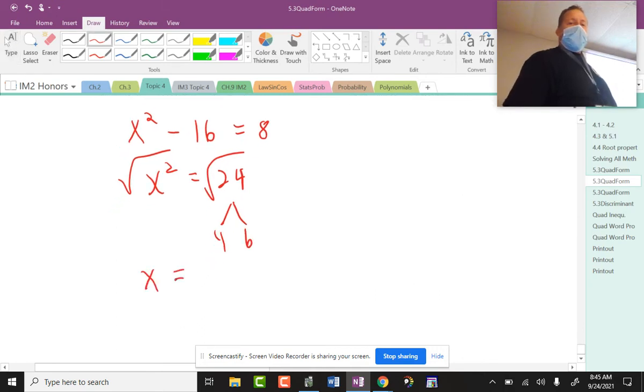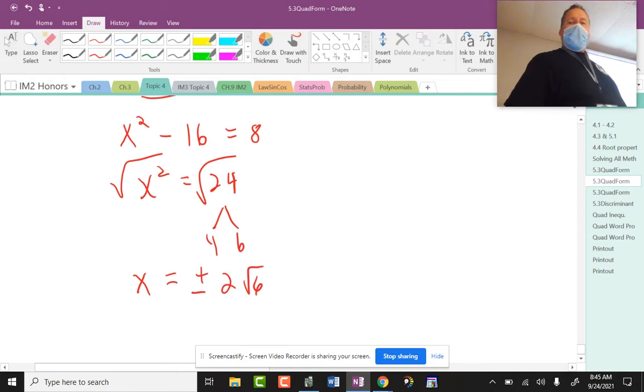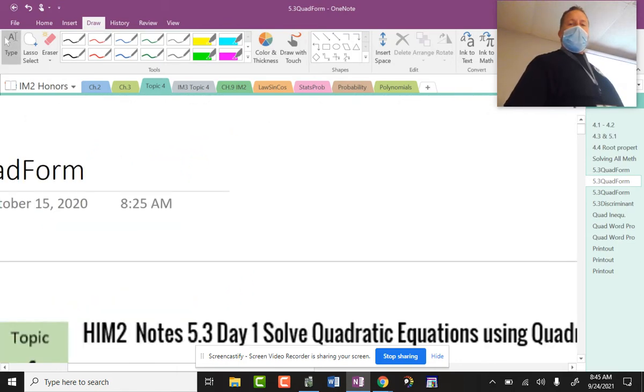And then I do have one more mistake. What should I put in front of this answer? Plus minus. So I didn't write that yet. And then square root of 4 is 2. All right, I'm just curious what happens with 14, like I said before.